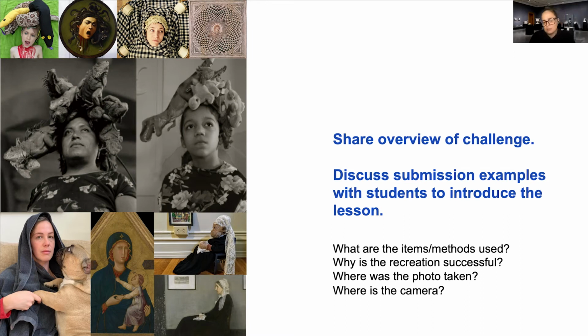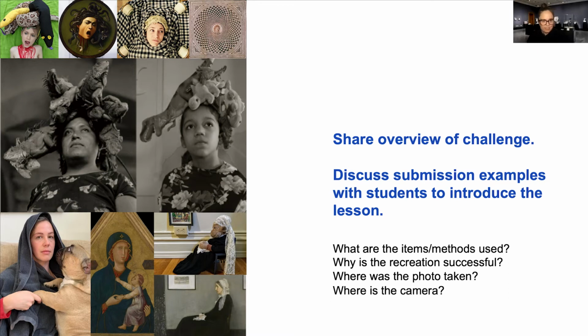What are the items and methods that were used? Where was the photo taken? Where was the location? Where was the camera placed? You can really pick out any image, and then also different approaches. So here I've made a grid of a lot of different things.